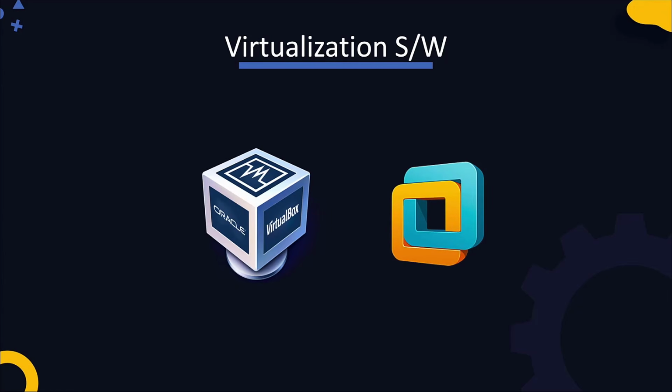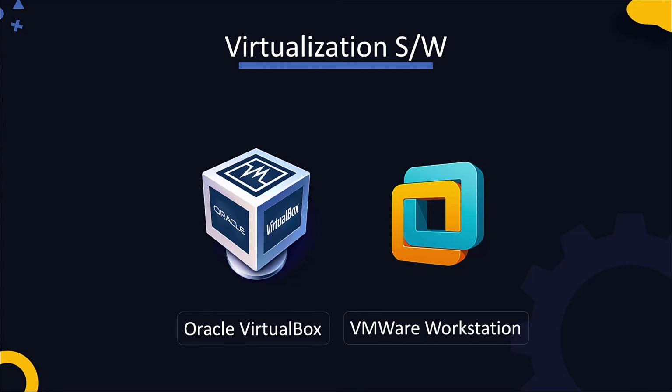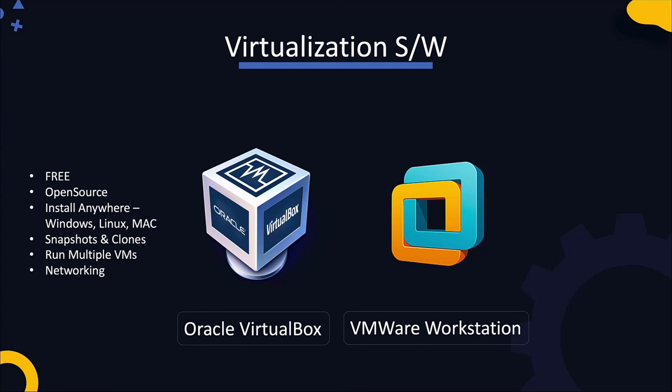And so these are our topic of interest, Oracle VirtualBox and VMware Workstation. Both of these are very easy to get started with. Just download and install, and off you go. But which one among the two? Oracle VirtualBox is a free and open source tool. It can be installed and used to create virtual machines on Windows, Linux, or Mac exactly the same way. It supports backup and recovery with snapshots and clone features. It lets you run multiple VMs together, and also helps you create separate networks within your laptop for different groups of VMs.